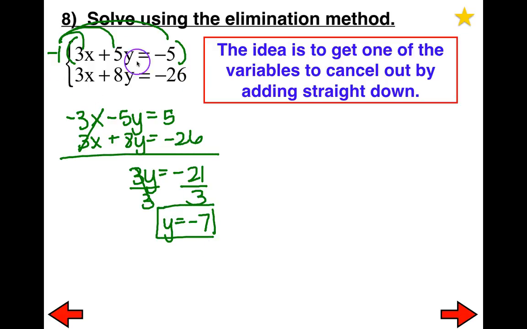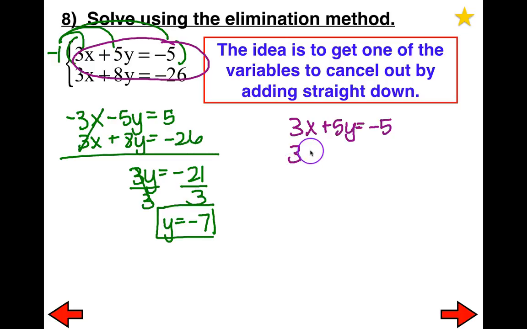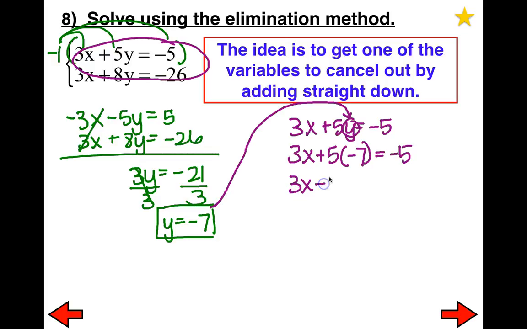You need to plug it into one of the originals. Definitely feel as though this one might be a little bit easier, so let's use that. It's totally subjective. It's up to you. It really doesn't matter which equation you use. Just putting that out there. So here we have 3x plus 5y equals -5, where I'm going to plug this in for the y. So here we have 3x plus 5 times y, which is a -7, equals a -5. So now we have 3x minus 35 equals -5.